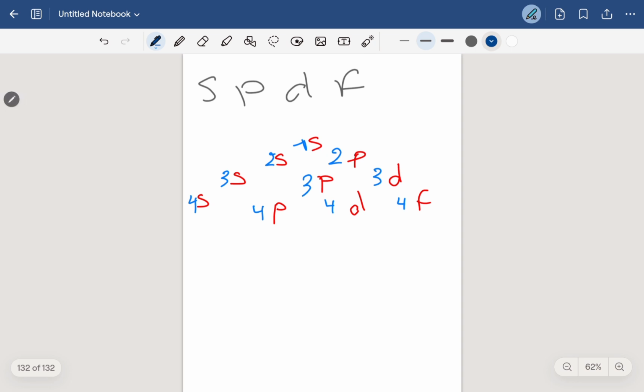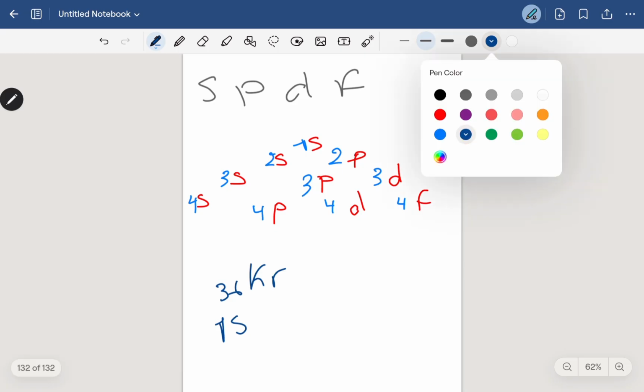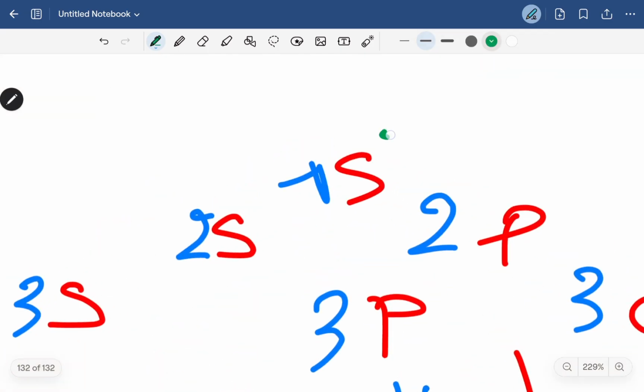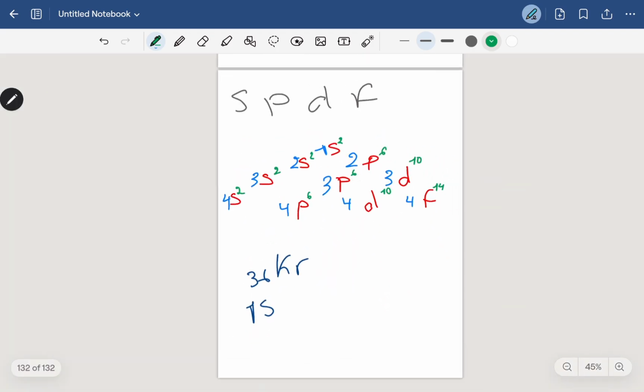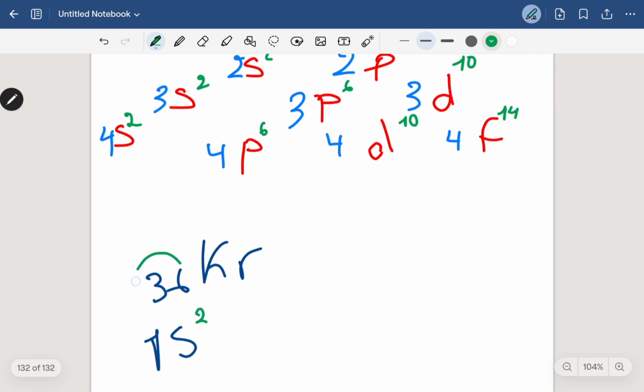So let me choose any random atom. For example, let us take krypton, Kr. It has an atomic number of 36. Now if we're going to follow the SPDF, we're going to have 1s. I forgot to mention one thing: S always has 2 electrons. P always has 6 electrons, or it can carry 6 electrons. D can carry 10 electrons, and finally F can carry 14. So we start with 1s2. The number of electrons is the same as the number of protons, because it is a neutral atom.